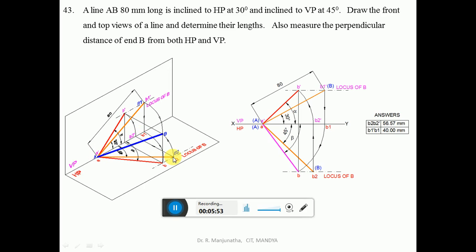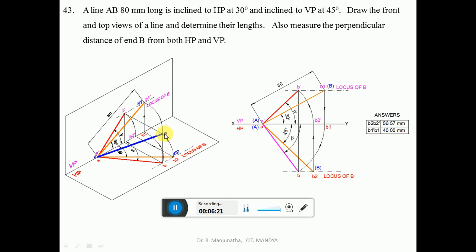Now you are rotating this AB2 such that it is going to touch the locus of B in the front view. So how? With A as center, taking the radius of AB2, capital AB2, you rotate this B2 such that it touches the locus of B in the front view. So you get this point B. Join A to B with a dark line. This is going to be the actual line which is in space.